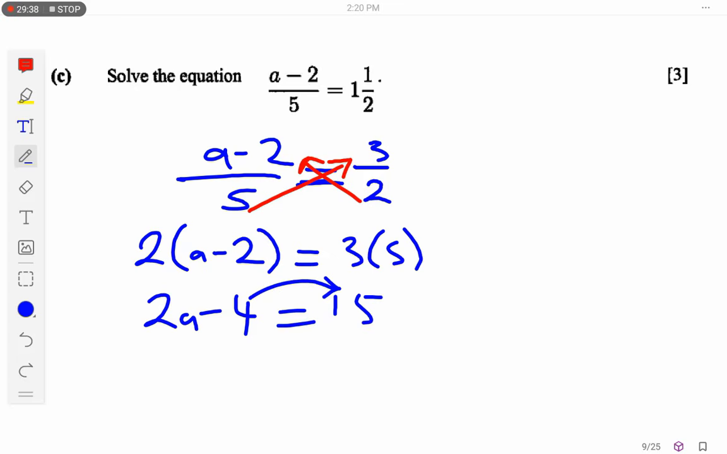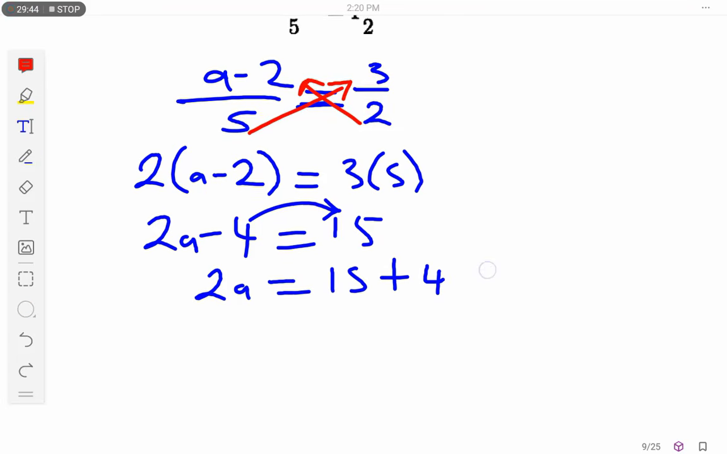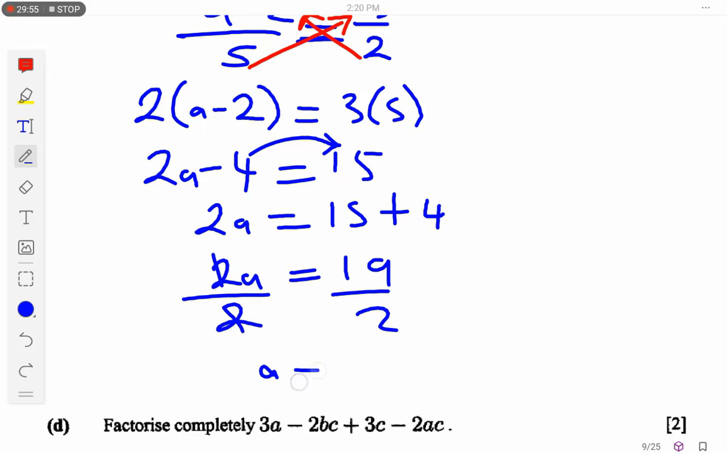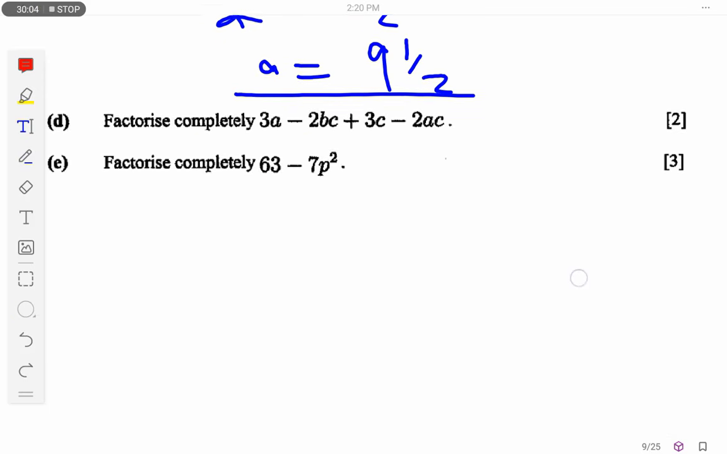This one can go this side and becomes plus. So I have 2a is equals to 15 plus 4. 15 plus 4, I will get a 19. To get my a, I will divide by 2 there. So my a is equal to 19 divided by 2, that's a 9.5, or you can even leave it like that, it's still fine. Okay, let's move on to the next one.